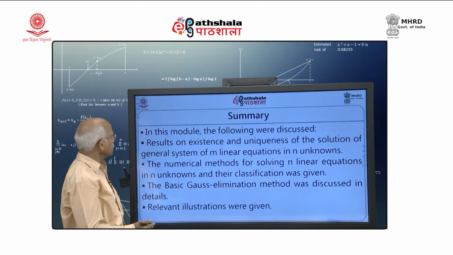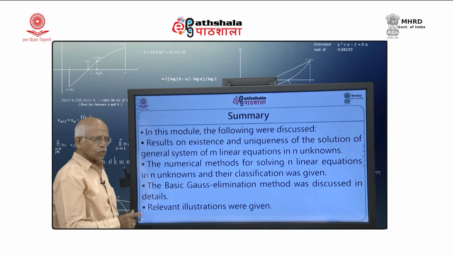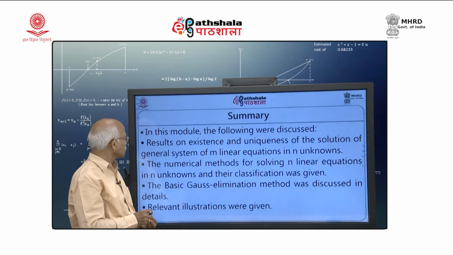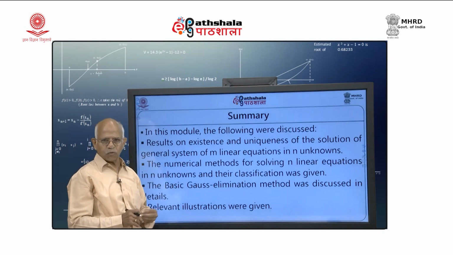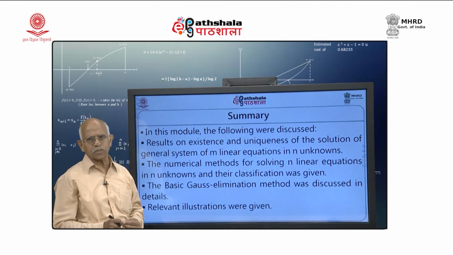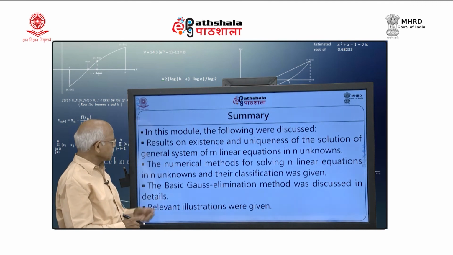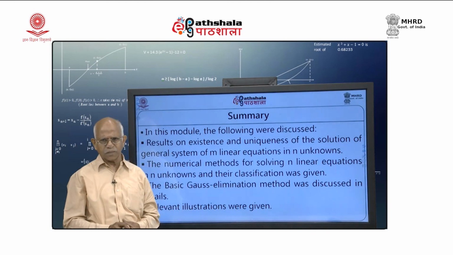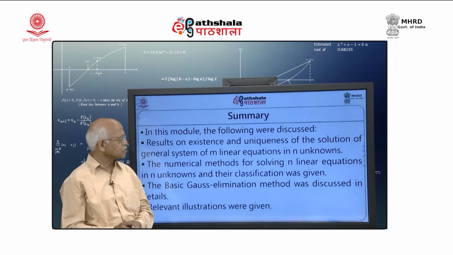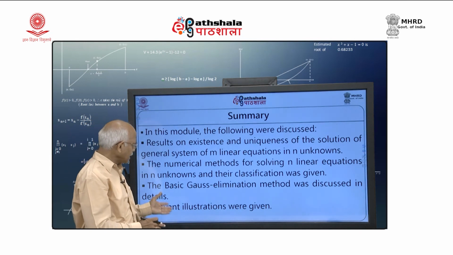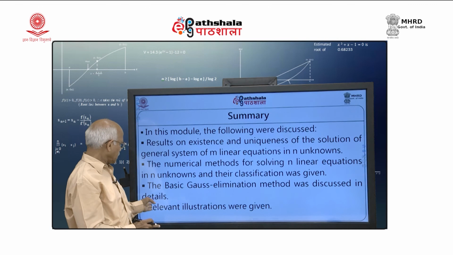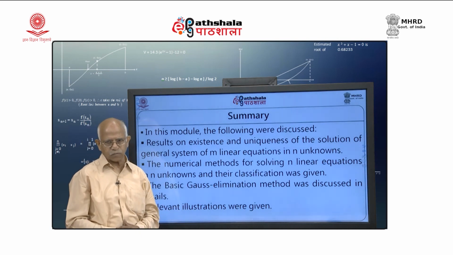So, what is the summary? In this module, the following points were discussed: the results on existence and uniqueness of the solution of the general system of m linear equations in m unknowns were discussed. Then the numerical methods for solving. So, what are the types of numerical methods available? There are direct methods and indirect methods we have considered, and then the basic Gauss elimination method was discussed, and in detail actually we have discussed that, and a relevant illustration was also given.